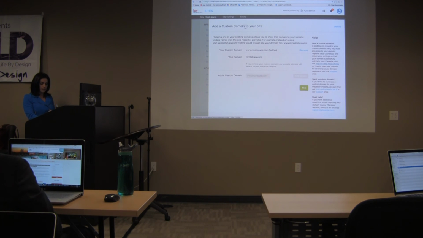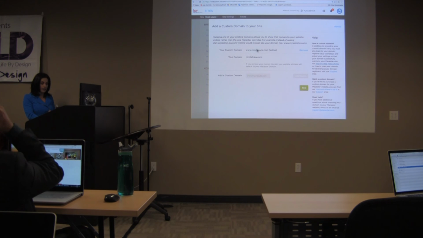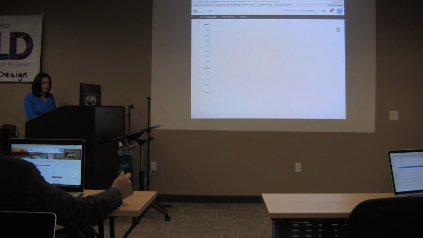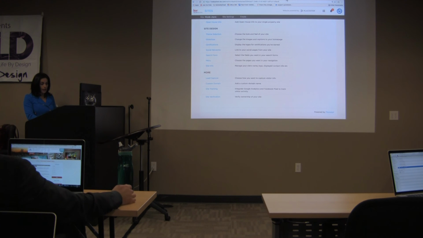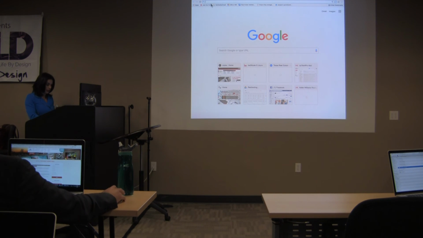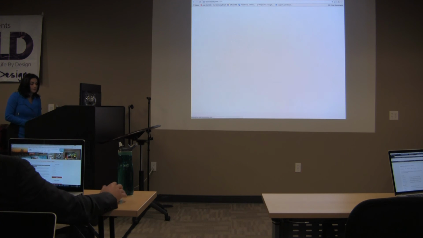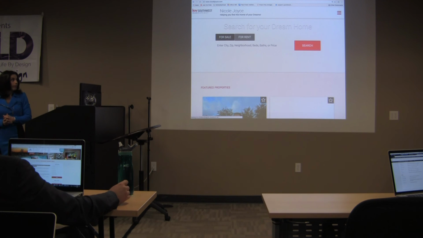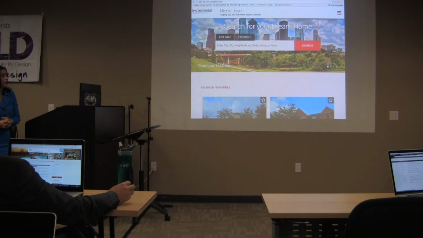So I was at custom domain, I went to step-by-step help articles, and that's how I learned how to map my custom domain to my website. So what does this look like? Well, when I open up a new tab and I go to my website at NicoleJoyce.com, I see my Playster website.